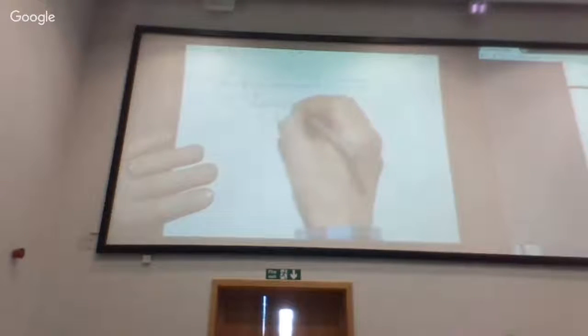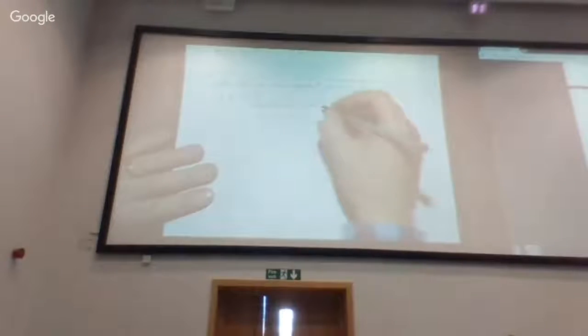We want to prove that for every pair of vectors little u and little v in capital V, this relationship holds. The square of the norm of u plus v plus the square of the norm of u minus v is always equal to 2 times the square of the norm of u plus 2 times the square of the norm of v.